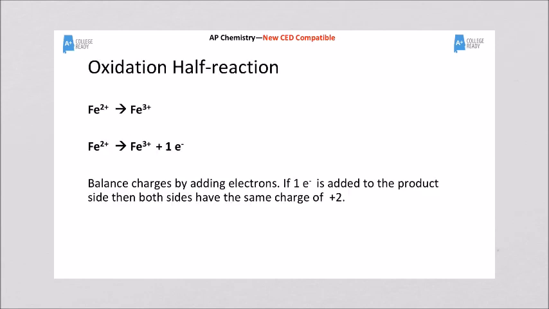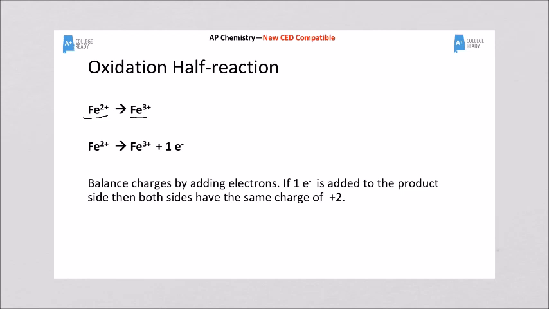Now, for the oxidation half reaction, the steps are to balance elements other than oxygen and hydrogen first, but as you see, I don't have anything else besides the iron. So it's referring to this iron in that step, and they are balanced. I have one and one, okay? Then it said to balance oxygens by adding water. Well, there's no oxygen, so I get to skip that step. And then it says to balance hydrogens by adding H+. Well, there's no H+, so I also skip that step. So you only do the steps that apply to your particular half reaction.